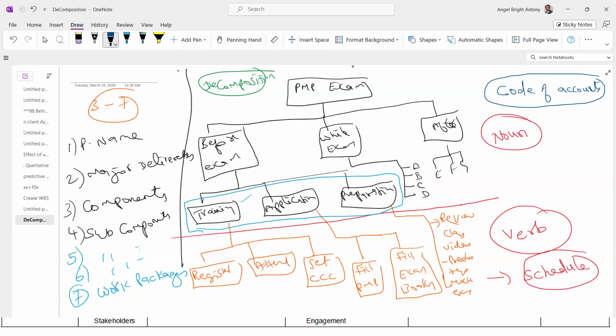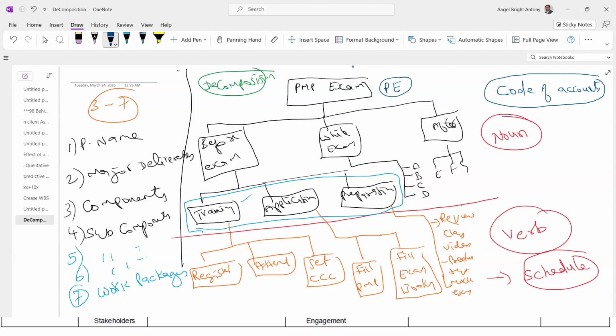So PMP exam, normally a project will have a code, project code. Project code will be the code of accounts at the project level. Like I worked in a project called Pump Station 25, the ID was PS25. So that will be the code for the project level, PS25. So here we'll simply take it as PE. PE is the code for PMP exam.